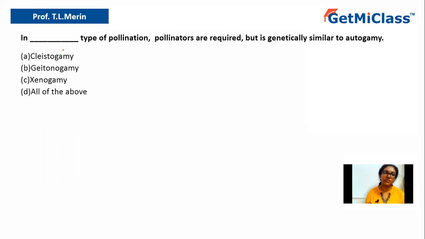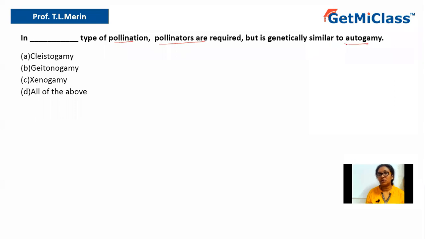Today we are going to solve this question which says: in dash type of pollination, pollinators are required but is genetically similar to autogamy. Okay, so options are Cleistogamy, geitonogamy, xenogamy, all of the above. Now, let us understand the question. It says in dash type of pollination, pollinators are required but is genetically similar to autogamy.